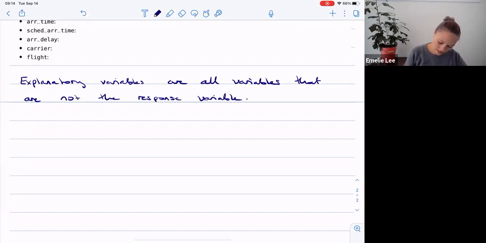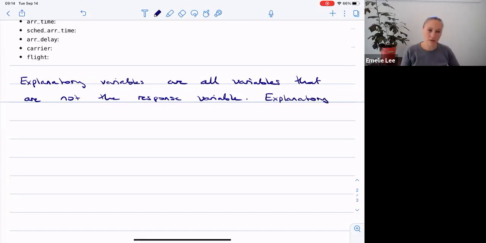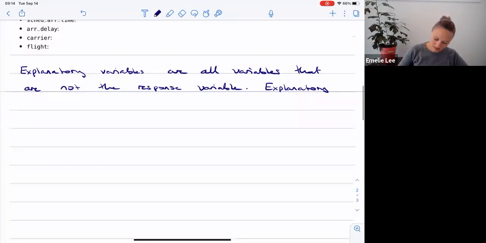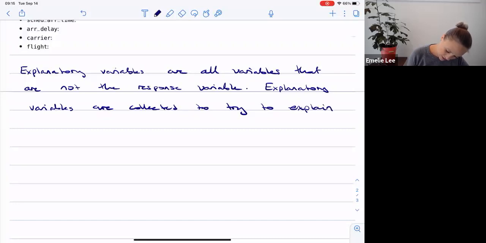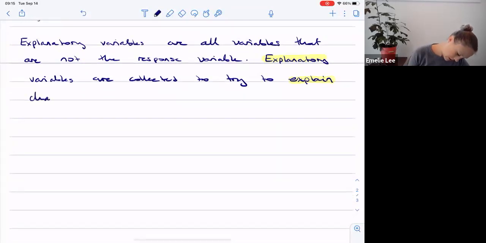So the nice thing about that is once you've figured out which variable is your response variable, then all the other ones are going to be explanatory variables, right? And explanatory variables are collected to try to explain changes in the response variable. Okay, so explanatory variables are collected to try to explain, right? And that's why you have this explanatory, explain, right? Changes in the response variable. Okay.